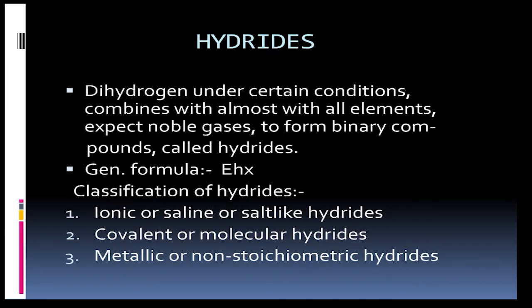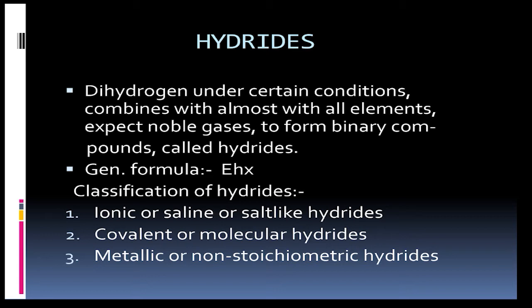Now, as I am telling you about hydrides, let's study how many types of hydrides there are. As I told you, students, dihydrogen under certain conditions combines with almost all the elements, as you saw in the previous slide, except noble gases, to form binary compounds called hydrides. If you want to write the general formula of hydrides, we can write MHx.